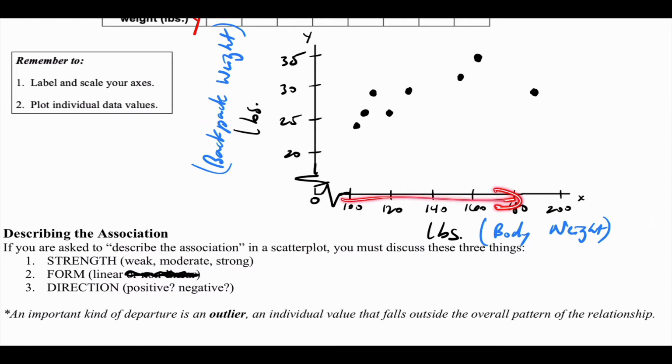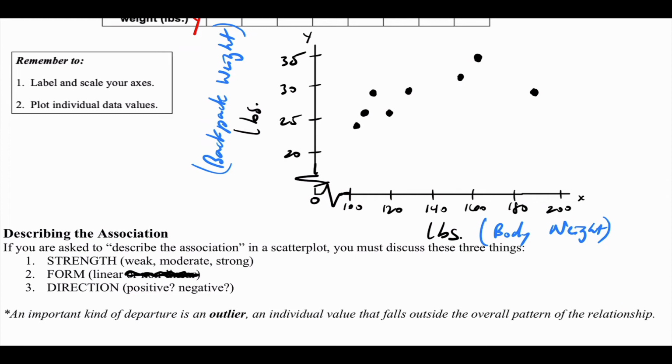As I get bigger here, what's happening to the Y? Is it getting bigger, getting smaller, staying the same? Somewhat rising, right? Somewhat bigger. So then it would be positive direction. We're going in this direction, right? As I get people that weigh more, it would seem that their backpack weight is getting bigger, right? We said with moderate strength, we're pretty sure about that.